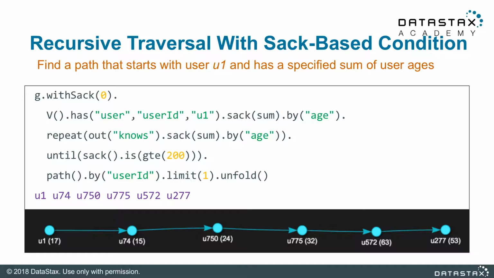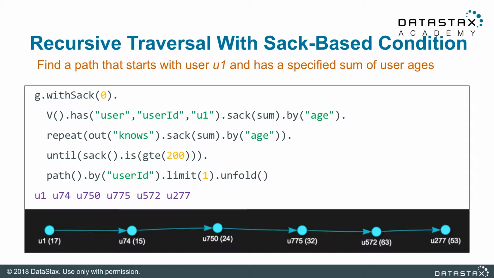Next, we want to repeat the same process as before. We want to traverse to U1's friends and then the friends of U1's friends. Along the way, we want each traverser to collect the user ID and that user's age, and then insert that data into their SAC. We do this, just as before, with a repeat step with a limit on the number of times. We only want to do this 2 times. Then, inside of the repeat step, we walk out the knows edges to get to another user vertex. On that user vertex, we want to update the traverser's SAC.